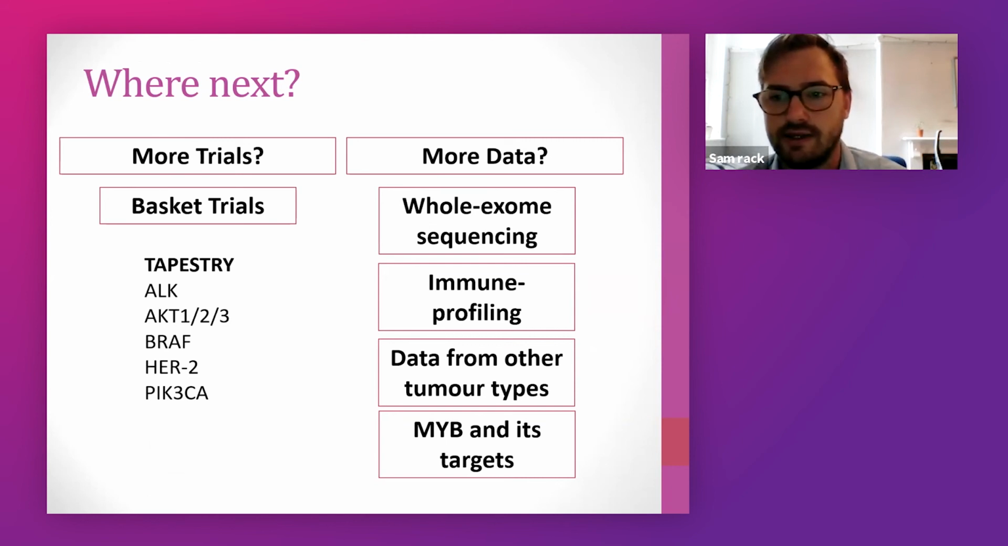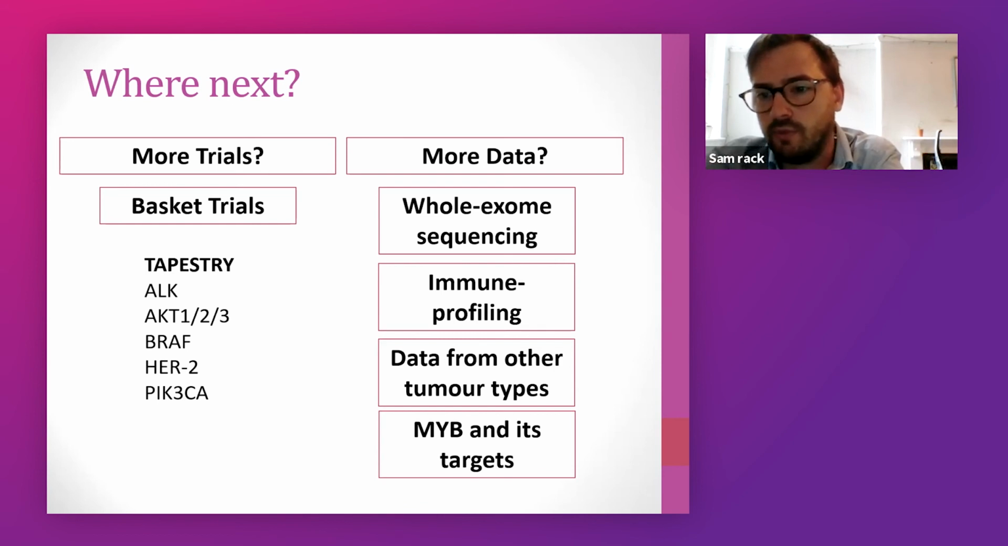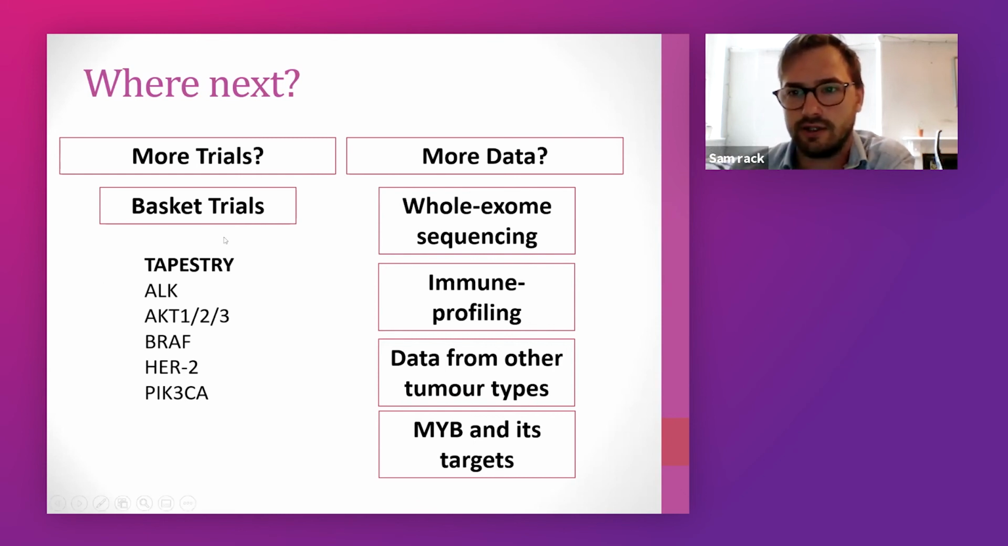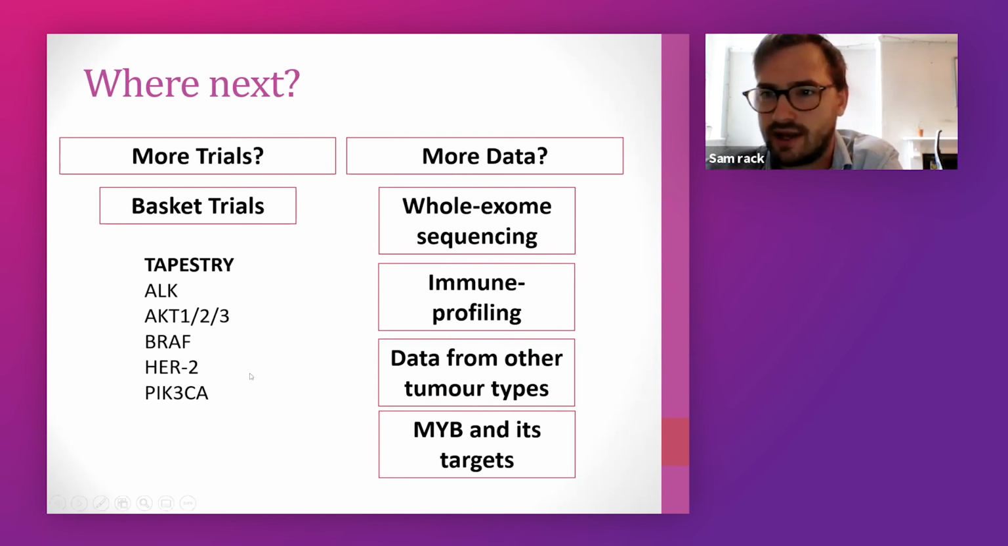So a basket trial is where you take 10 different changes, 10 different mutations in different genes, and you match that with 10 different drugs which might target that. And you say, okay, any individual with this change can come on this trial. And that means that you're not looking at just lung patients or just prostate patients, you're looking at patients who have a change in ALK or BRAF or one of these changes that we've picked up.